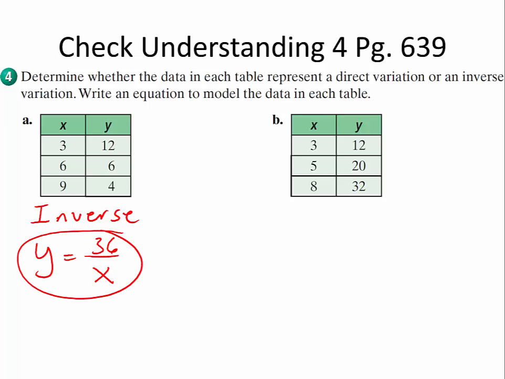Now over here, I'll do the direct test, which is 12 divided by 3, which is 4, 20 divided by 5, which is 4, 32 divided by 8, which is 4. So therefore, it's a direct. And we're going to do y equals 4 times x.